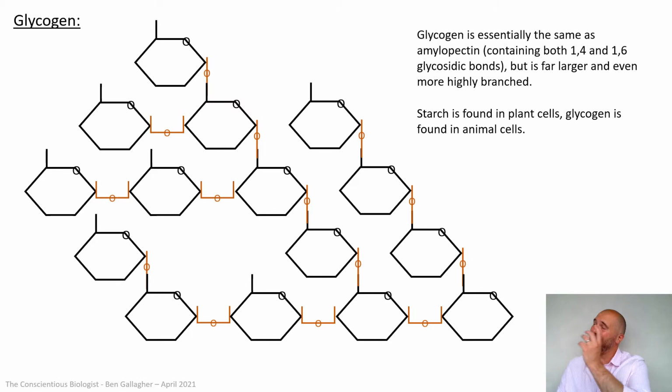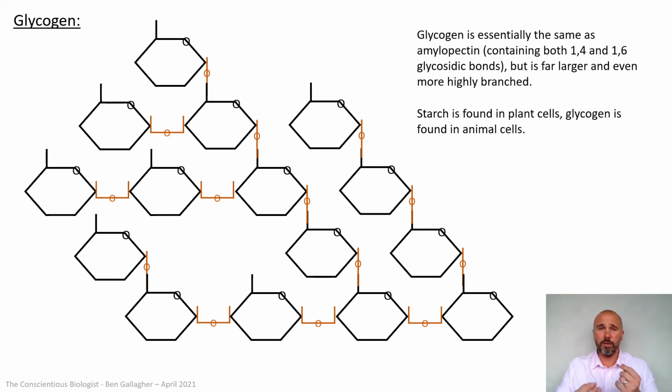But, and what I haven't shown in my diagram, but I will do on a summary one in a couple of minutes, glycogen is a much larger molecule and even more highly branched. Okay, glycogen is what we animals store our glucose as, whereas plants store it as amylose and amylopectin as starch. Okay, so pretty quick run through there because it doesn't often come up in the exams.